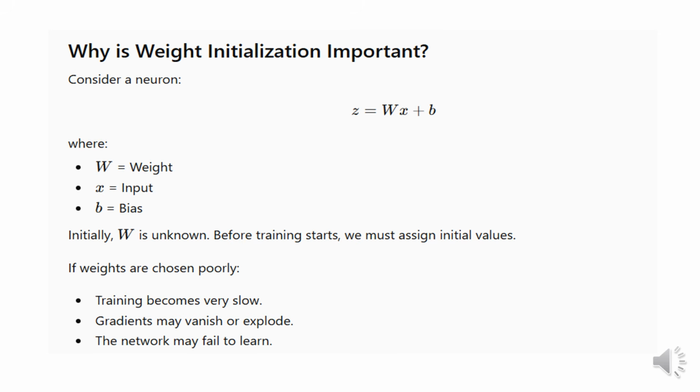Why is weight initialization important? Consider a neuron. Before activation, z is equal to w x plus b, where w is a weight, x is the input, and b is a bias. Initially w is unknown. Before training starts, we must assign initial values. If weights are chosen poorly, training becomes very slow, gradients may vanish or explode, and the network may fail to learn.